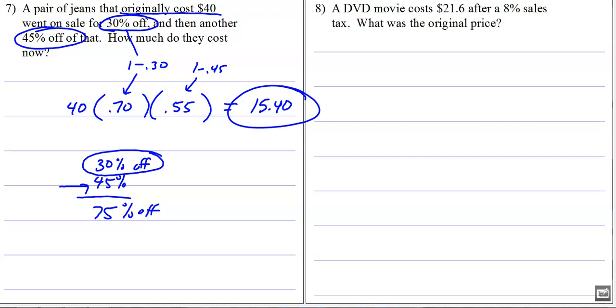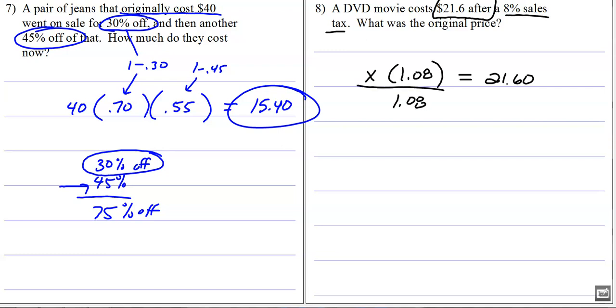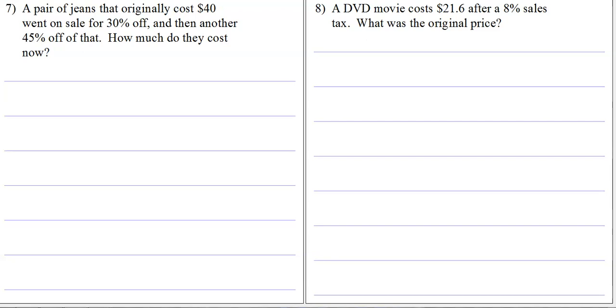All right, next one, number 8. DVD movie cost $21.60 after, put it at the back. $21.60 at the end. 8% tax, that's an increase, 1.08. Original price, I don't know. Divide. It's the only way to get this one. Boom, $20. All right, let's keep going.